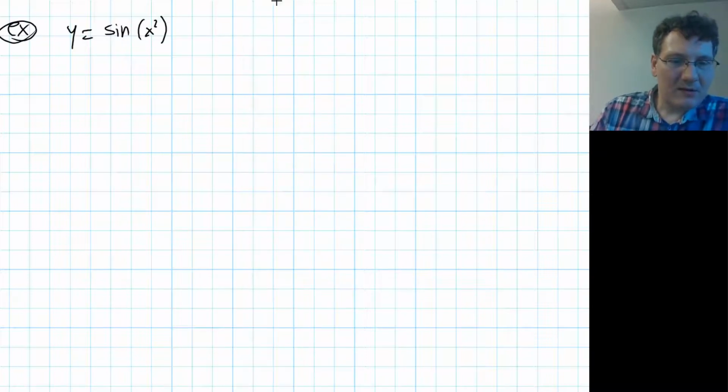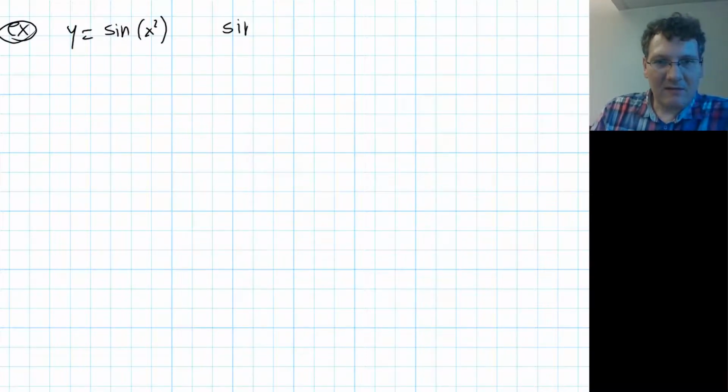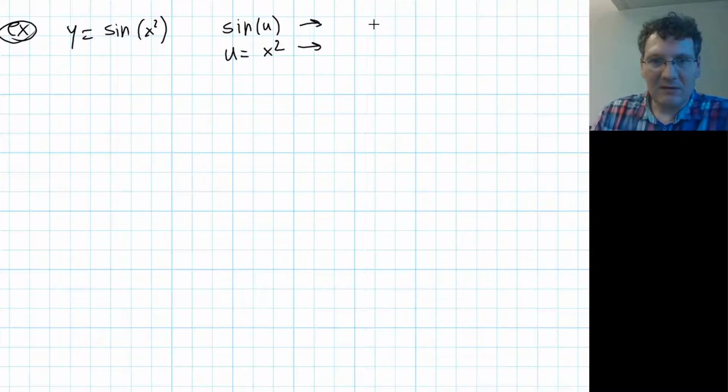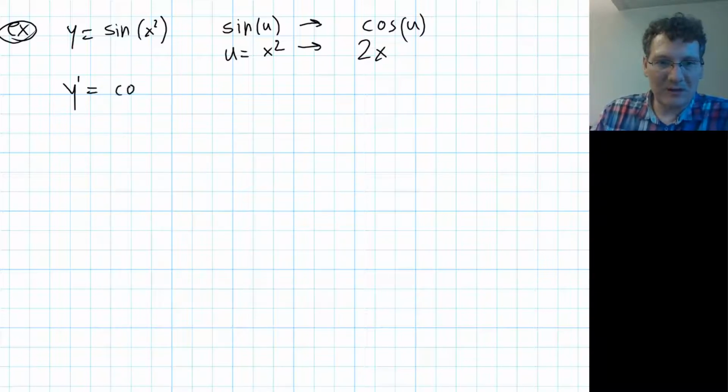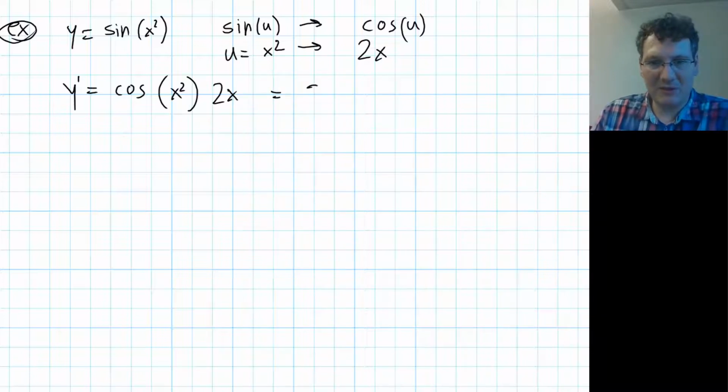Okay, so here my functions are, I have the sine of u, and I'll write u is equal to x squared. So the derivatives are going to be the cosine of u for the derivative of the sine, and it'll be 2x for the derivative of x squared. So when I say y prime with respect to x, it's going to be the cosine of not u, but x squared, times 2x, which probably you would write 2x times the cosine of x squared.